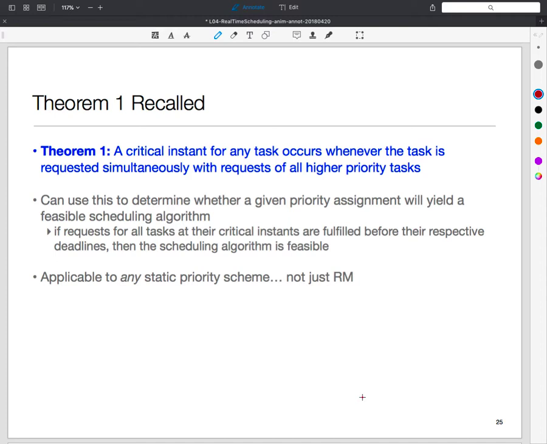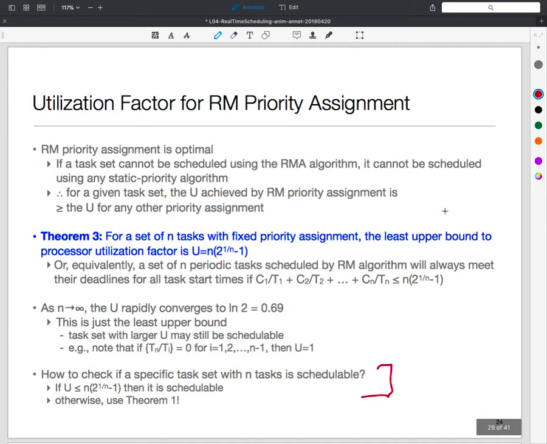Okay. Thing to remember is that this test is valid for any priority assignment. I don't have to do rate monotonic. I can take any priority assignment and apply this test. So this test is more powerful because it is more general, but the previous theorem that we had is only applicable to rate monotonic assignment. Okay, so that's an important thing.